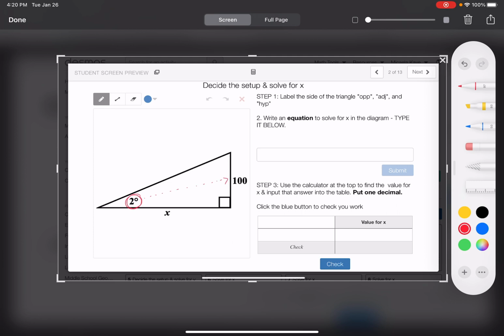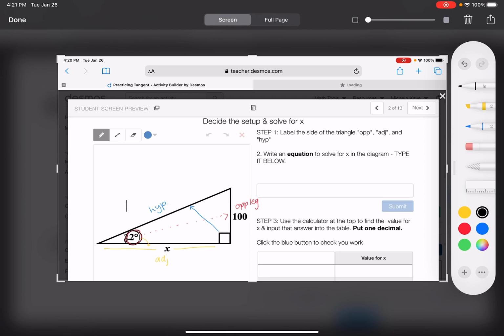22 is our reference angle, so this is the opposite leg. X is right next to 22, so it's the adjacent leg. And across from our right angle is the hypotenuse. To solve for x, we need to know the slope ratio for 22. Oops, I think this actually should be 22. I apologize, 22. We'll go back to our chart and we'll see that the slope ratio for 22 degrees is 2/5.